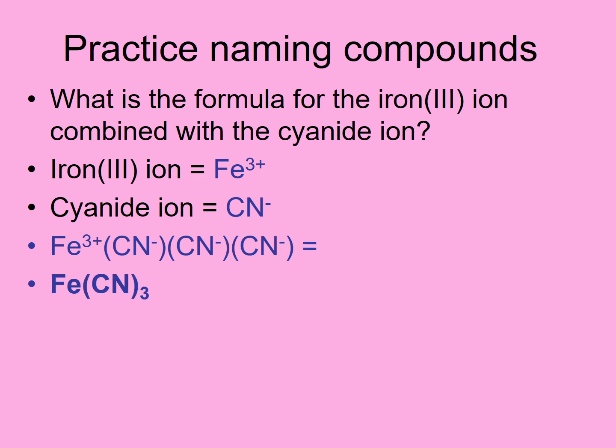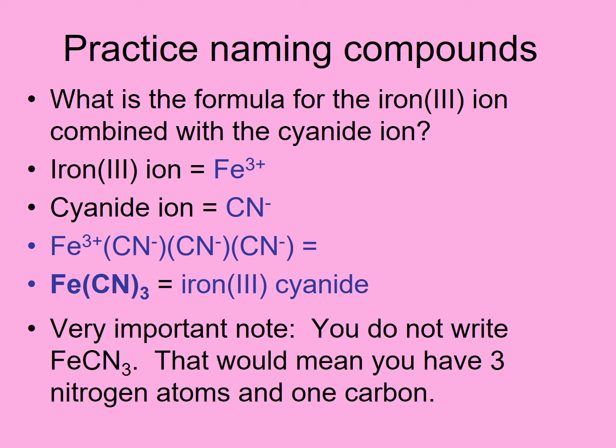So to shorthand that, we would write Fe, parentheses, CN, close parentheses, 3. Again, the name doesn't reflect the number, though. It just tells what ions are present. So this will be iron 3 cyanide. Now, please do make proper use of the parentheses. It's very important you don't write something like FeCN3 without the parentheses, because that would mean you have 3 nitrogen atoms and only 1 carbon, when you should have 3 carbons.